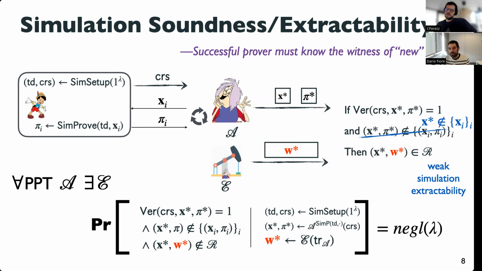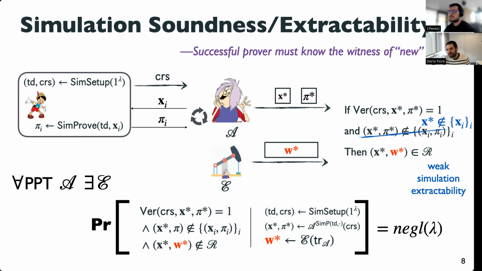Right. Full-fledged simulation extractability says the only thing you can do is copy-paste the pair, statement and proof. Weak simulation extractability says that if you have seen proofs for X1, X2, X3, you cannot come up with a proof for a different X star. But you may come up with a different proof for X1, for example. We're going to see that some schemes have this property.